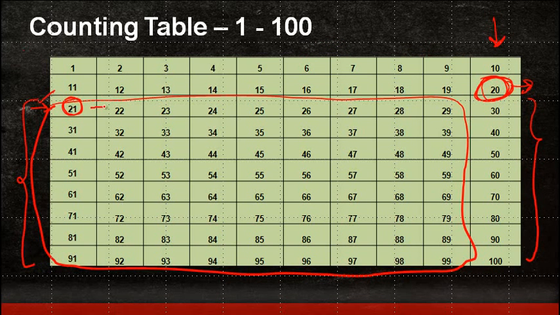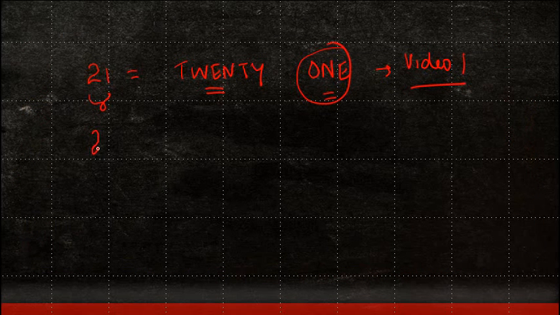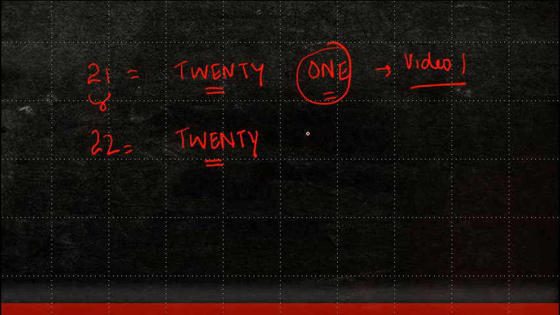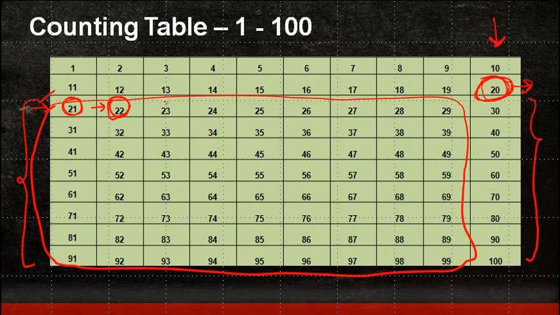If I move on to the next one, what comes after 21? 22. Again, pretty simple. 20, I just learned the spelling, T-W-E-N-T-Y, and then 2, again something which I learned in video 1. Similarly, I can write the values of these further numbers: 23, 20 plus 3, 24, 25, until I reach the last digit. Until here it will be 29, but when I reach here I get 30.